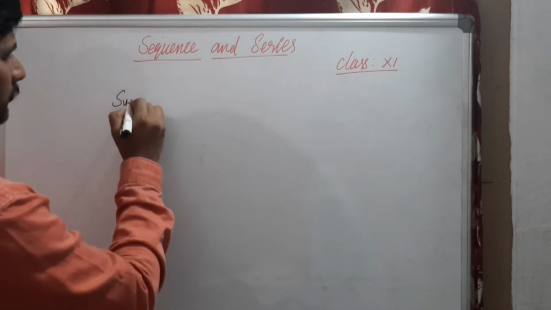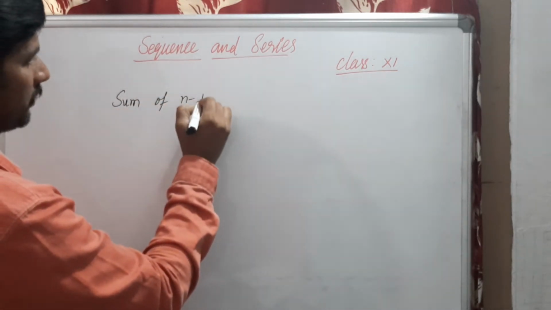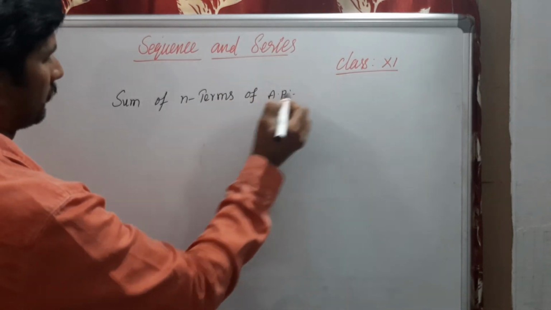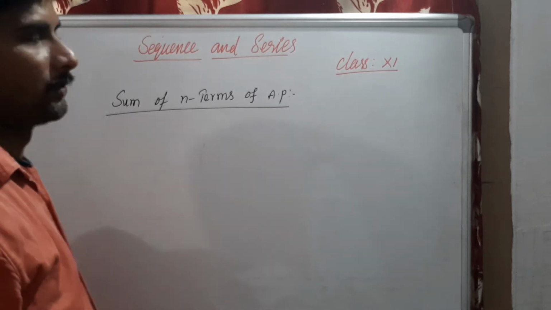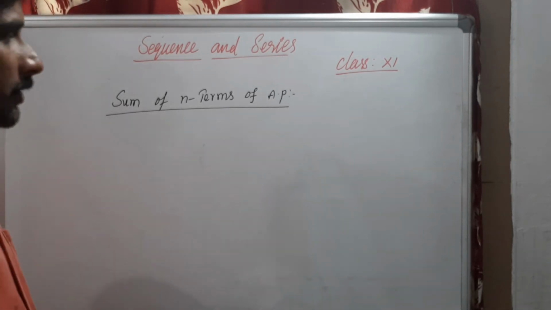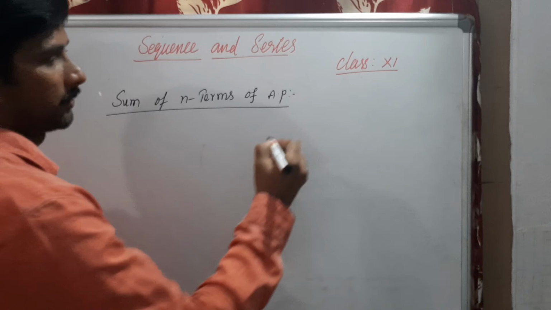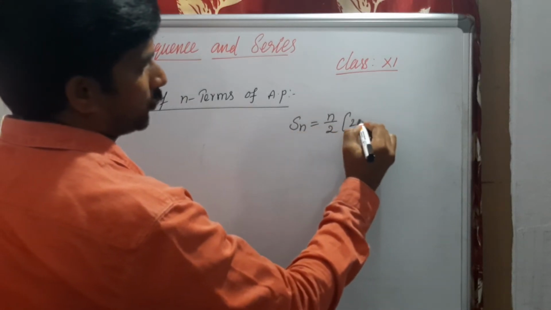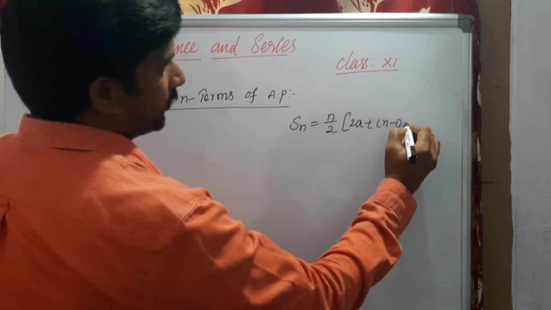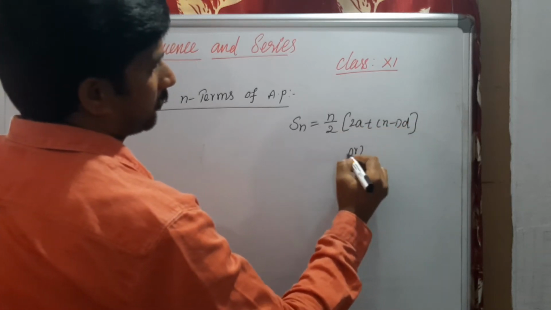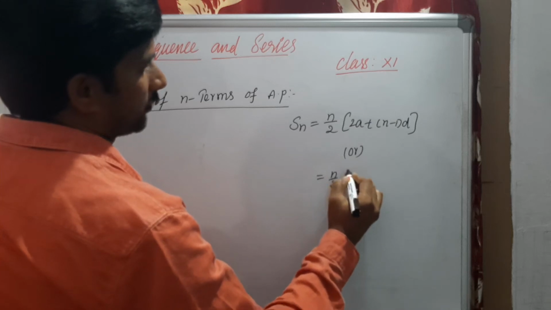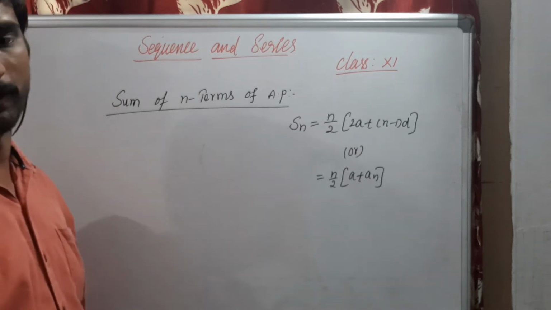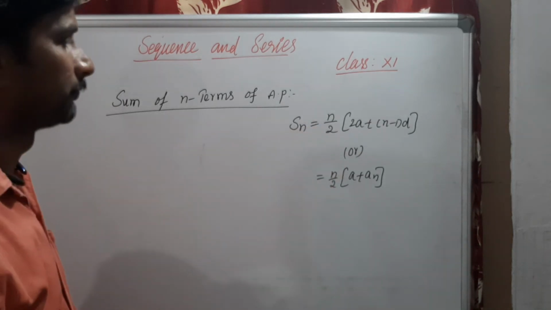Or sum to n terms. Sum of n terms of AP. So the sum of n terms of AP is Sn equal to n by 2 into (2a plus (n minus 1) into d), or n by 2 into (a plus an). So we can derive this formula also.